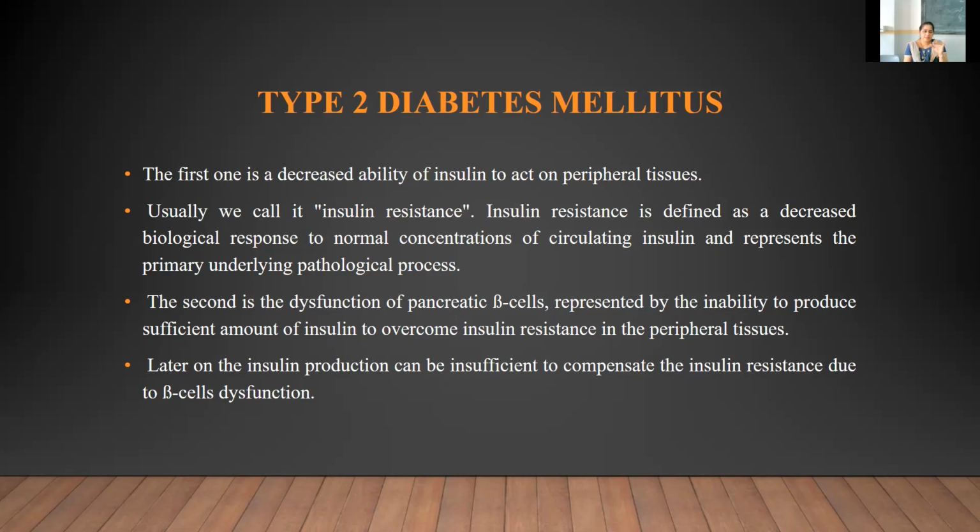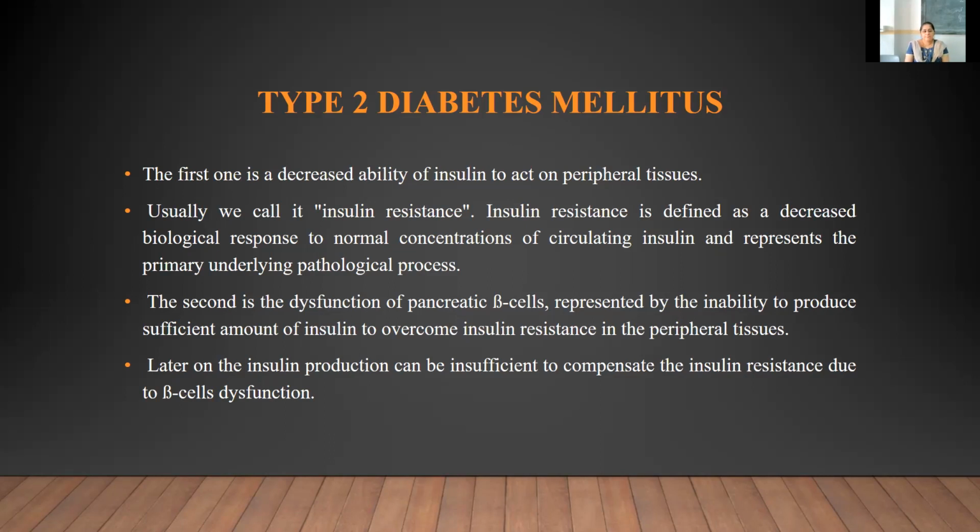The second thing is the dysfunction of pancreatic beta cells. So one is your body is resistant to insulin. Second is there is a dysfunction of the pancreatic beta cells, represented by the inability to produce a sufficient amount of insulin to overcome insulin resistance in the peripheral tissue. So your body is not able to produce more insulin also. These are two different factors, maybe in combination or either, or both together.